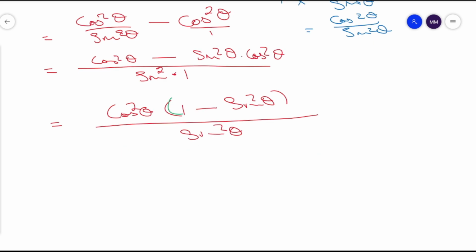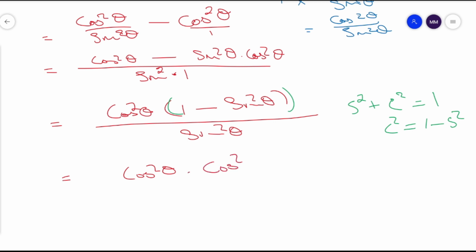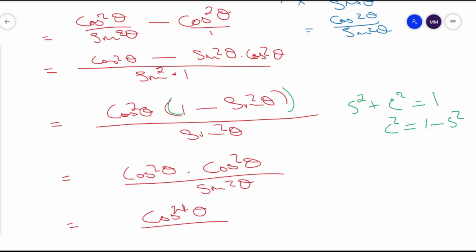This here is a trig identity, right? From sine squared plus cos squared equals 1, and therefore cos squared is 1 minus sine squared. You can replace this with cos squared of theta, all divided by sine squared of theta. Therefore your answer becomes, which is equal to your right hand side.